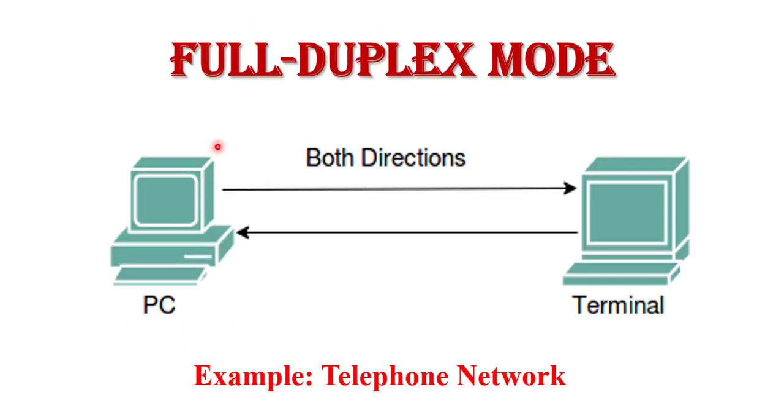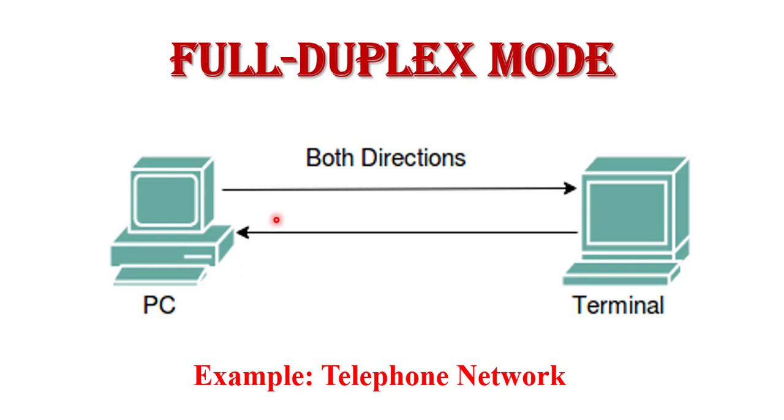Now third is full duplex mode. In case of full duplex mode, the communication is bidirectional. It means the data flows in both directions simultaneously. Both can transmit as well as receive data. Here we see in the diagram, this device can send data or receive data simultaneously. So full duplex mode has two simplex channels. One channel has traffic moving in one direction and the other channel has traffic in the other direction.